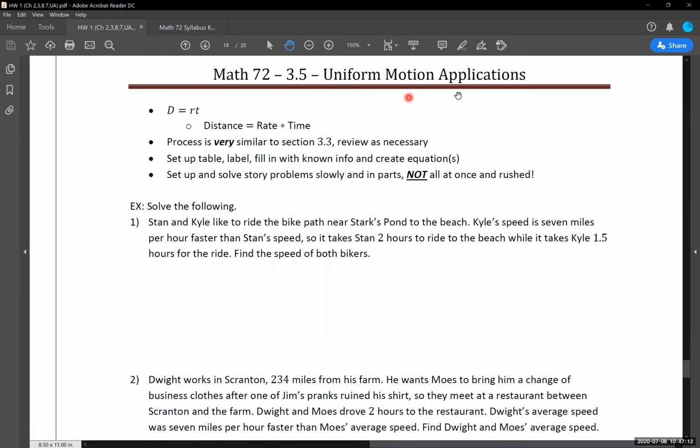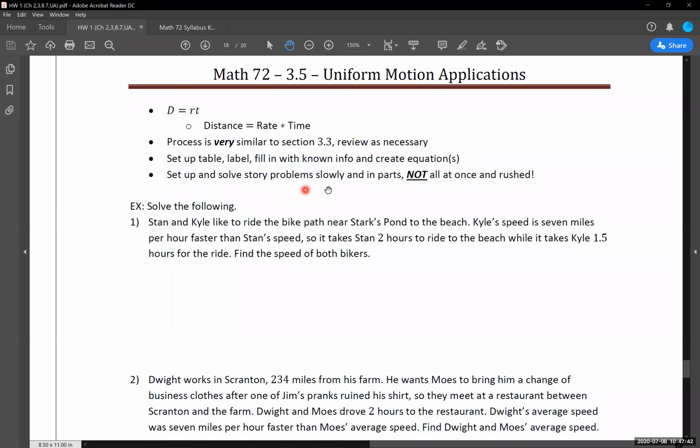And with the uniform motion applications, I should say, a lot of these are really, really nice if we set up a table, label that table, and then fill in the known information to create equations from there. So we'll go through a process with how to do that with examples here and using this formula. But again, this setup step, making that table, labeling it, filling things in, makes these problems, at least I think, significantly less of a headache.